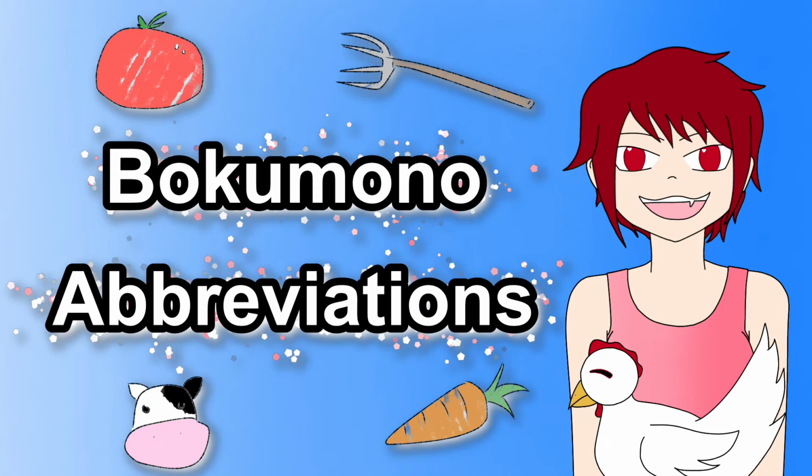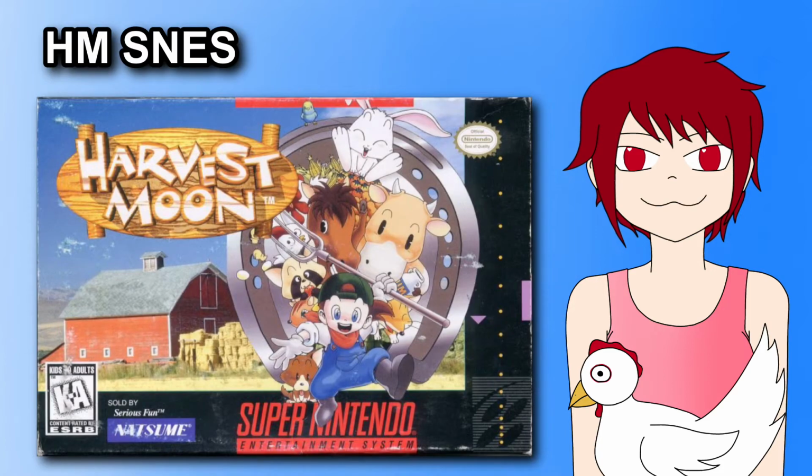I'm Garnet, this is Eggs, and here's how to correctly abbreviate all of the games up until now. For most of these, if it's obvious that you're talking about Bokumono, you can just drop the HM or SOS and just put SNES or Wonderful Life or whatever. An exception would be if you're talking about Friends of Mineral Town, or you're talking about the original or the remake. For the original Harvest Moon, you can just put SNES, nothing else, that's fine, easy peasy.